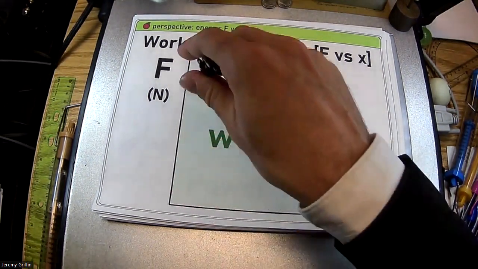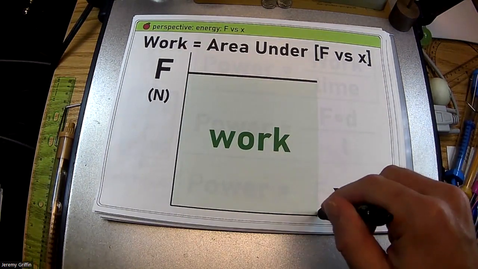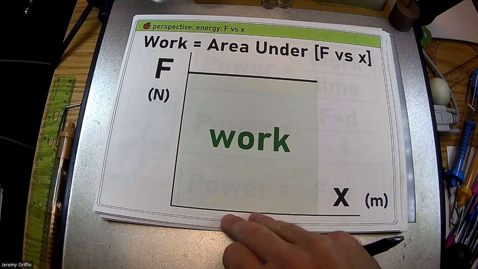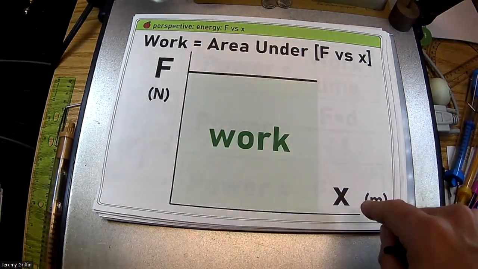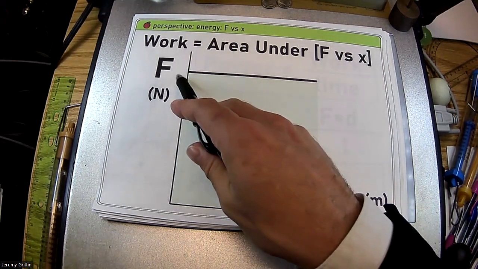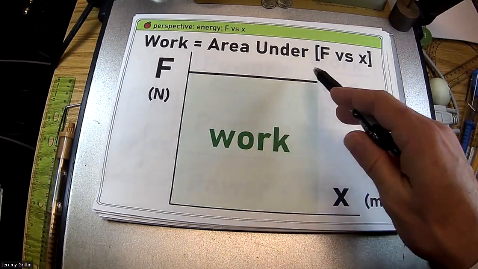This graph right here, force versus distance, you will see several versions of this graph on the AP exam. Every time you see force versus distance, I'm going to guess that the question has something to do with how much work was done, how much energy was transferred. Now, in this case, I'm showing a constant force, but that doesn't have to be the case.